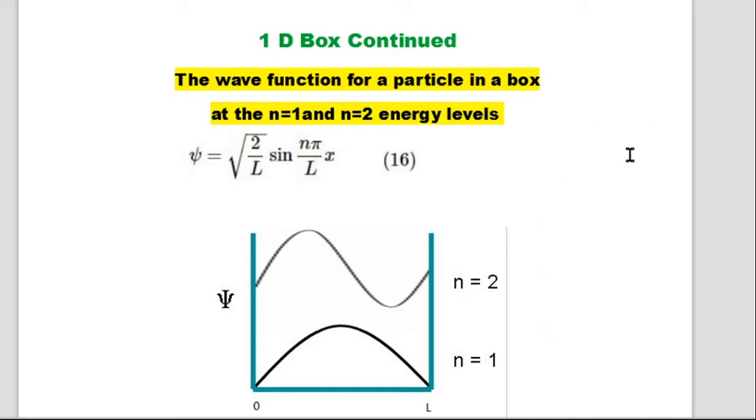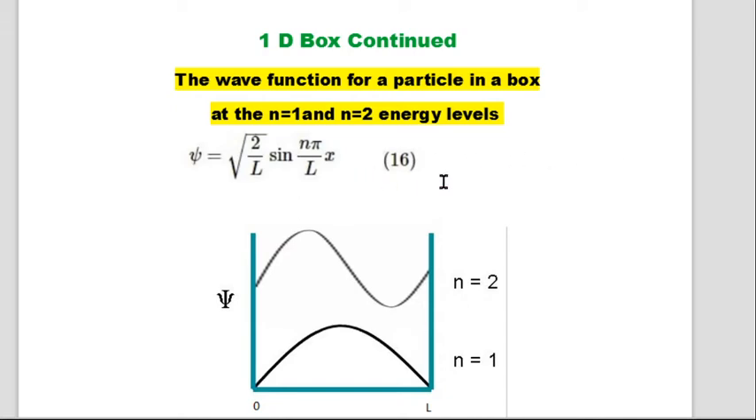Hello, welcome to all. This is the second part of the discussion of particle in a 1D box. We have to discuss a few more points and one problem as an example. That's all. It requires 10 to 15 minutes only.